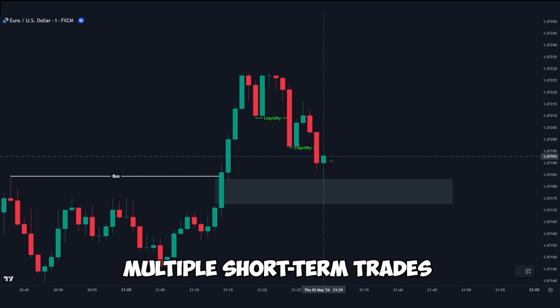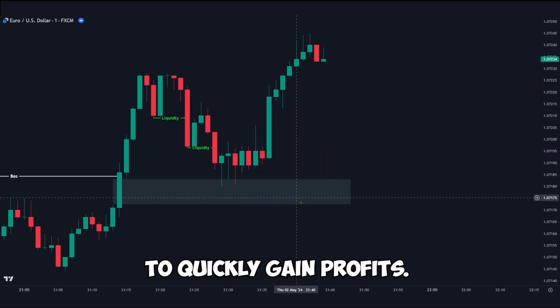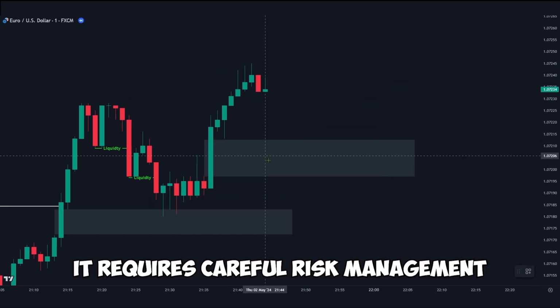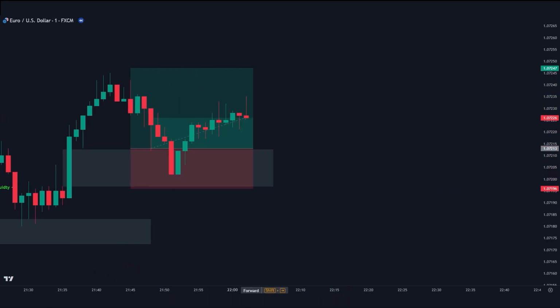Scalping involves executing multiple short-term trades during periods of high volume to quickly gain profits. However, it requires careful risk management due to the potential for significant drawdowns.